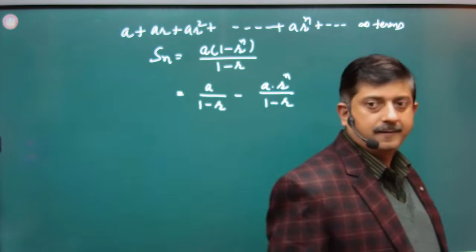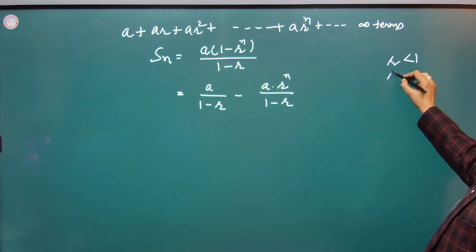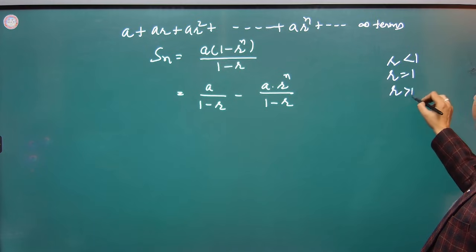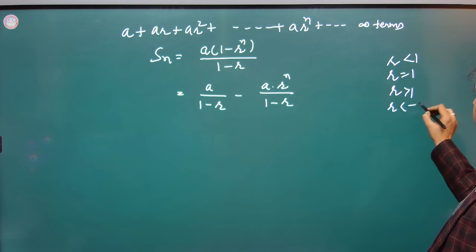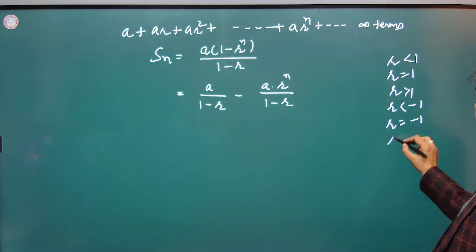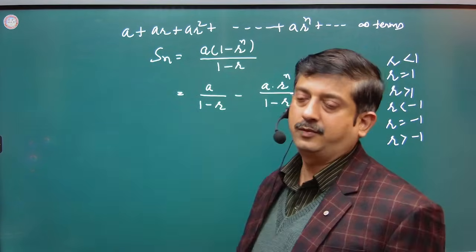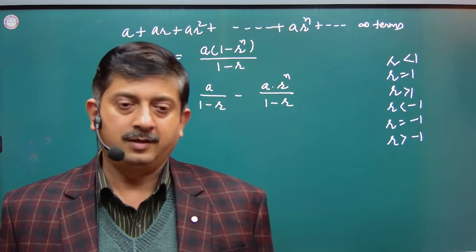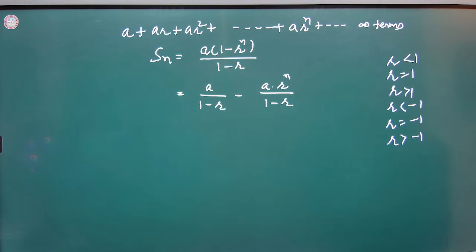What is the value of r? r may be less than 1, r may be equal to 1, r may be greater than 1, or r may be less than minus 1, r may be equal to minus 1, r may be greater than minus 1. So there are lots of cases on which this geometric series depends for its convergence as well as its divergence. Now how can I check? Then we have to take different cases.